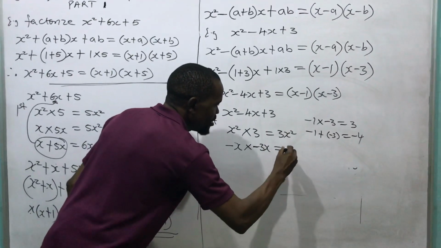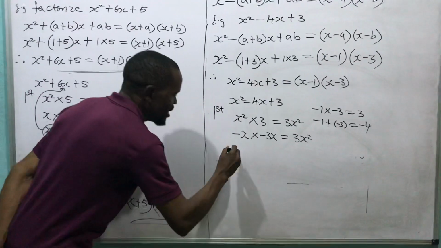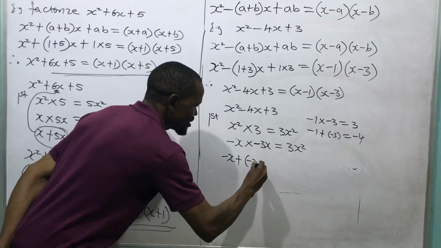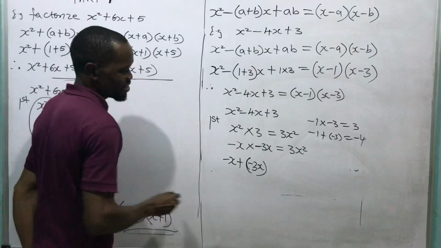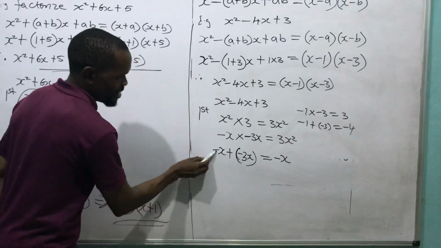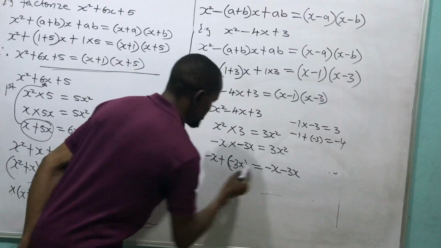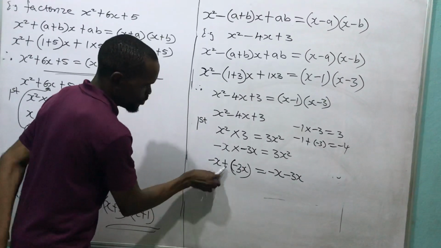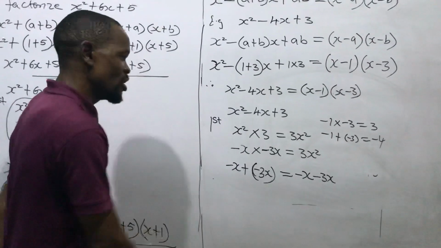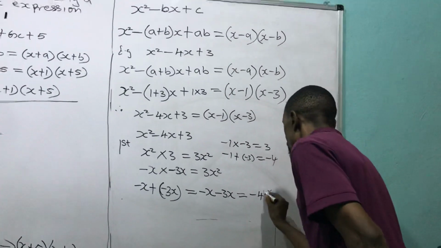3x will give me 3x squared. Minus x times 3x will give me 3x squared. Then minus x plus minus 3x is the same thing as minus 3x minus x, since plus times minus will give me minus 3x. You see what I do here? You know that this plus is a constant here. This minus minus, this minus minus. So this minus this will give me minus 4x.